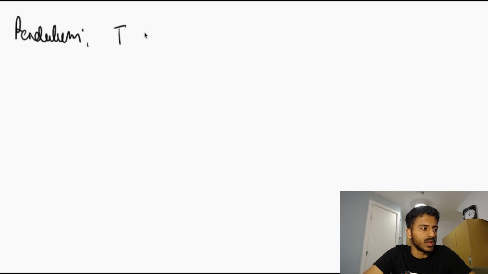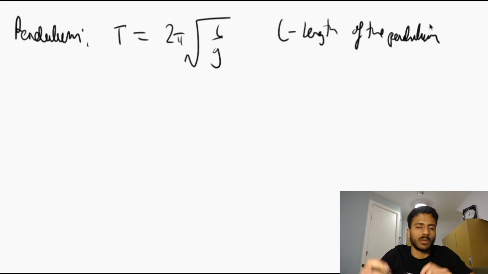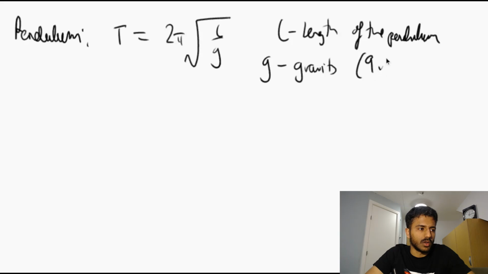Now, there are a couple of equations that you need to know for working out the time period for different systems. You do not need to know the derivations of these equations for A level. So for a pendulum, the time period is equal to 2 pi times root L over g, where L is the length of the pendulum. So that will probably be the length of the string or the rod that you're using. And g is gravity. If it was on Earth, g would have a value of 9.81.